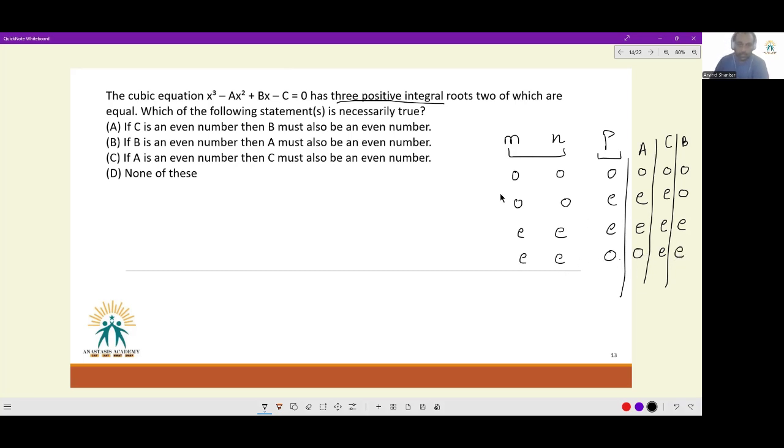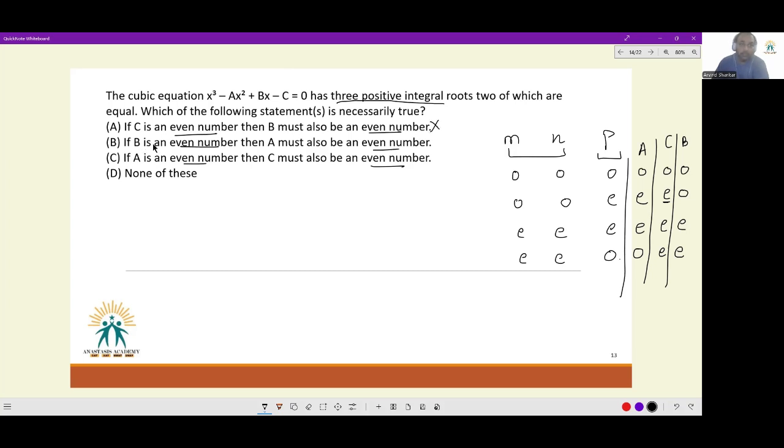These are the representations. Why I've gone for even and odd numbers is I could see from the options that this is what they're checking. If C is an even number, then B must also be an even number. That is not true. When the two roots that are identical are odd and the third root is even, despite C being even, B turns out to be odd. So this is not true.